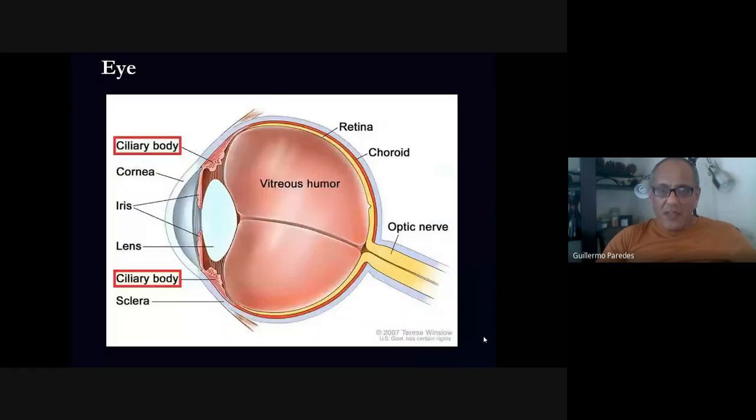The third layer is going to be the inner layer called the retina. All this yellow, that is the retina.